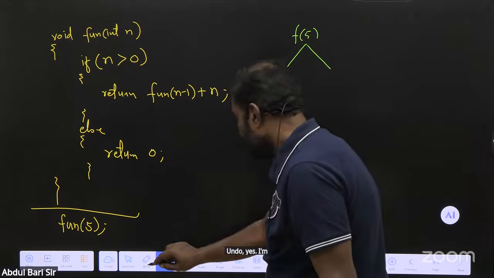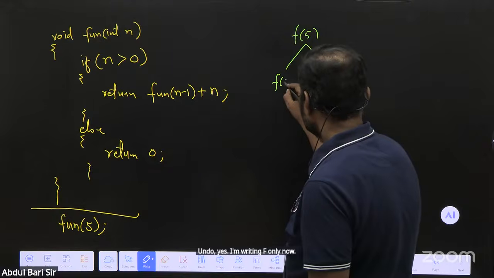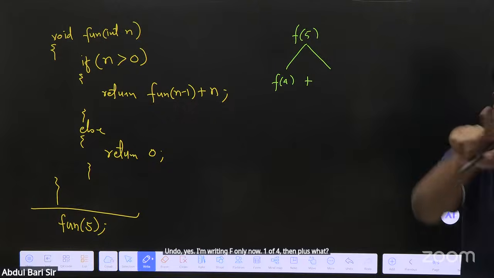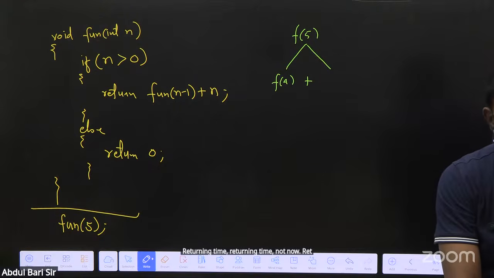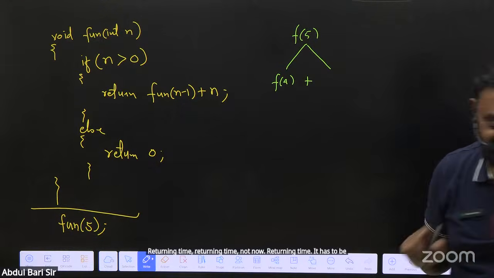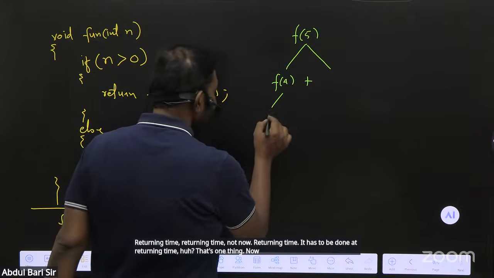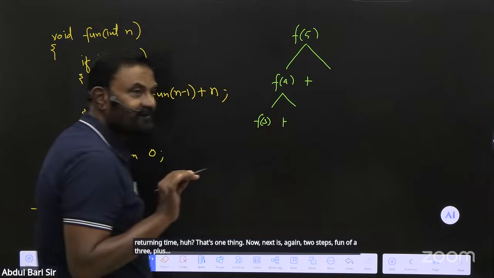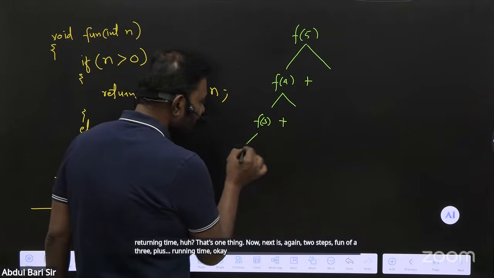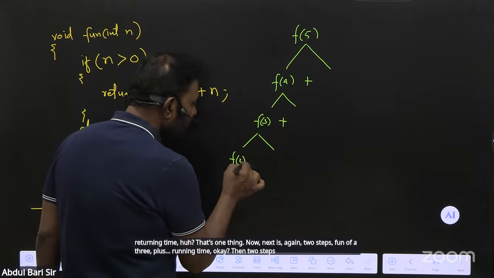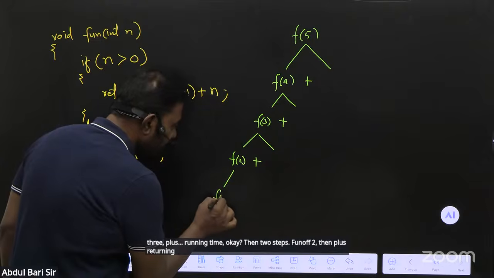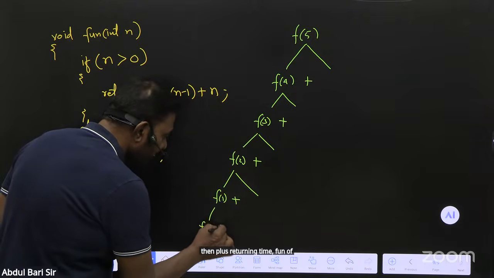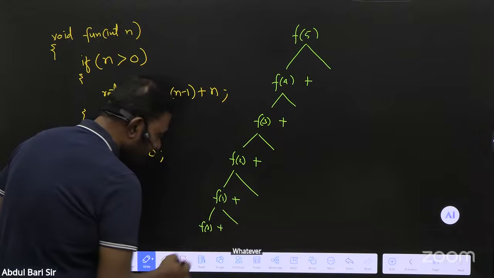I'm writing f only, no? Fun of 4, then plus what? Returning time, not now. It has to be done at returning time. That's one thing. Now, next is again two steps. Fun of 3 plus returning time. Then two steps. Fun of 2, then plus returning time. Fun of 1, then plus returning time. Fun of 0, then plus whatever is there at returning time.